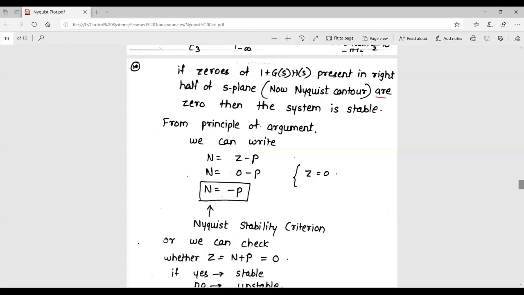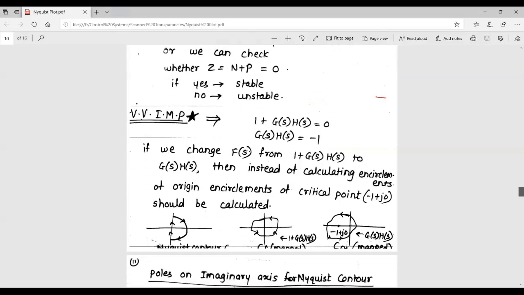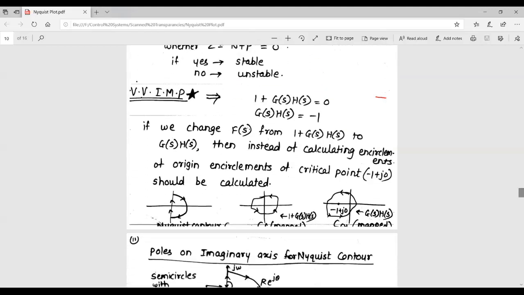If that is satisfied, the system is said to be stable, otherwise the system is unstable. Now, the most important part. What we have learned till now is that our f of S is 1 plus GSHS, C is the Nyquist contour, and CF is the Nyquist plot that we sketch. Ultimately, we need to count Z, P, and N. And then using the Nyquist stability criteria, we should check whether the criteria is getting satisfied. If yes, the system is stable. If no, the system is unstable.